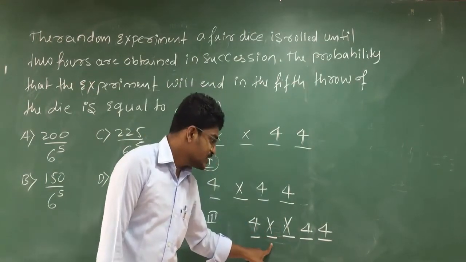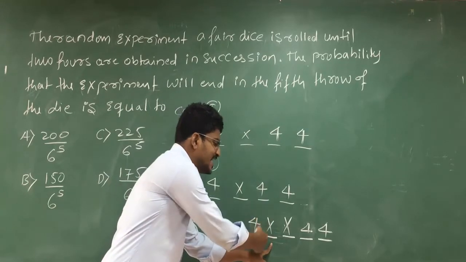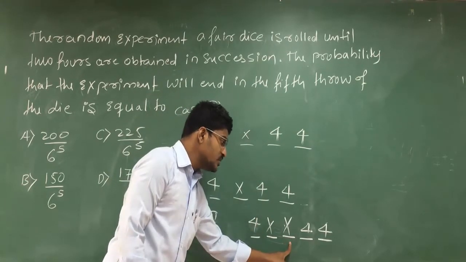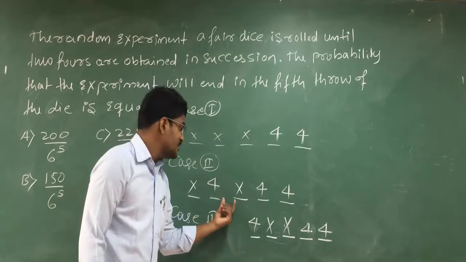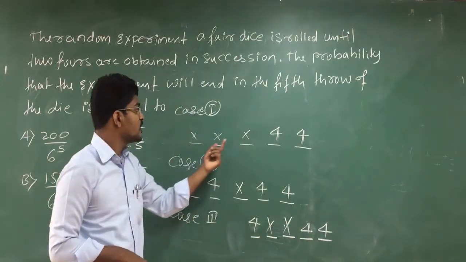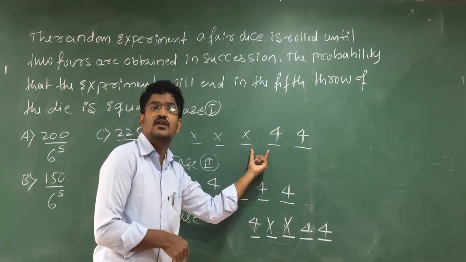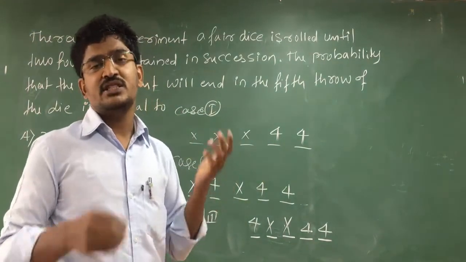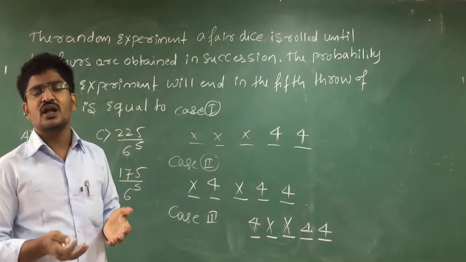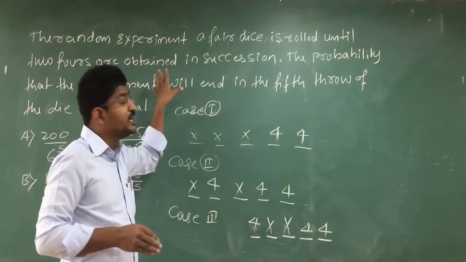If the 4 comes here, the random experiment will end here only. If 4 comes here, the random experiment will end here only. Because if the 4 occurs continuously 2 times, then the experiment is over. That is not our statement for this particular random experiment.